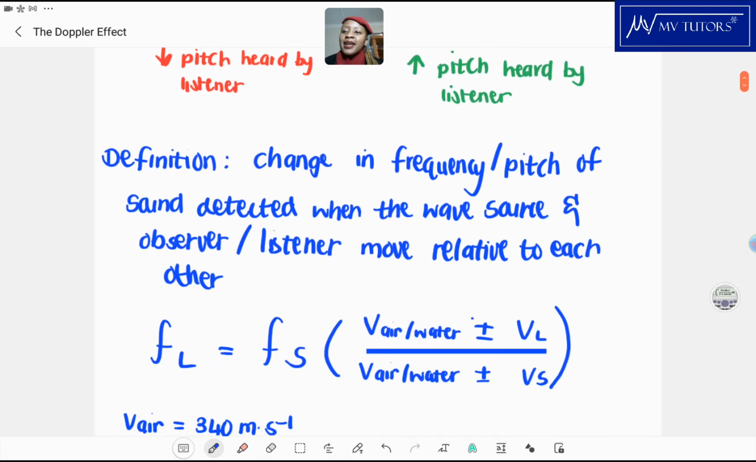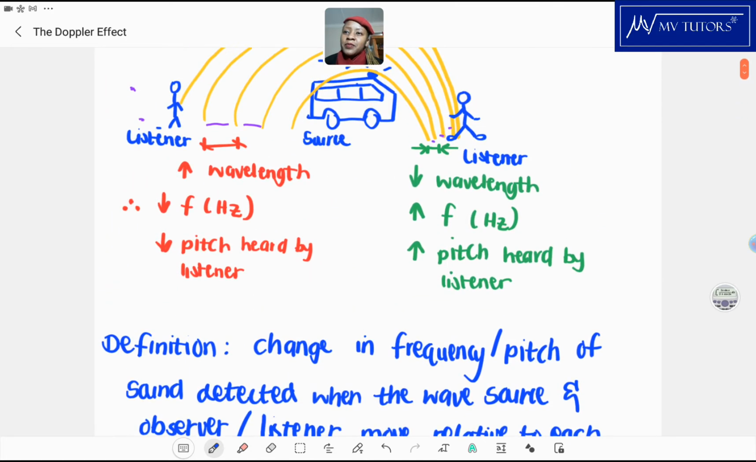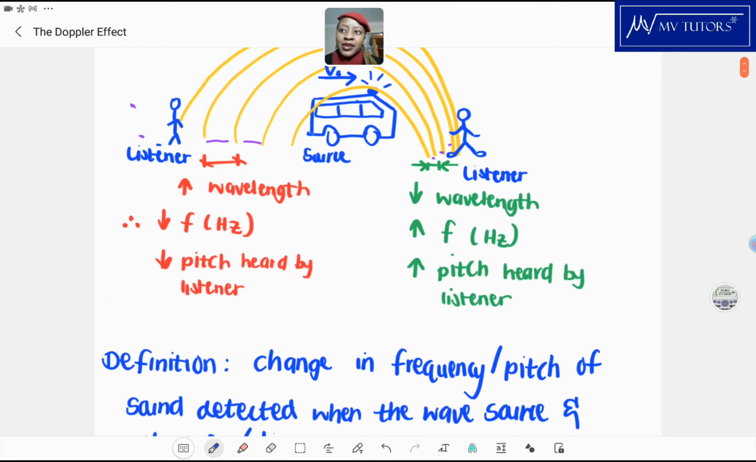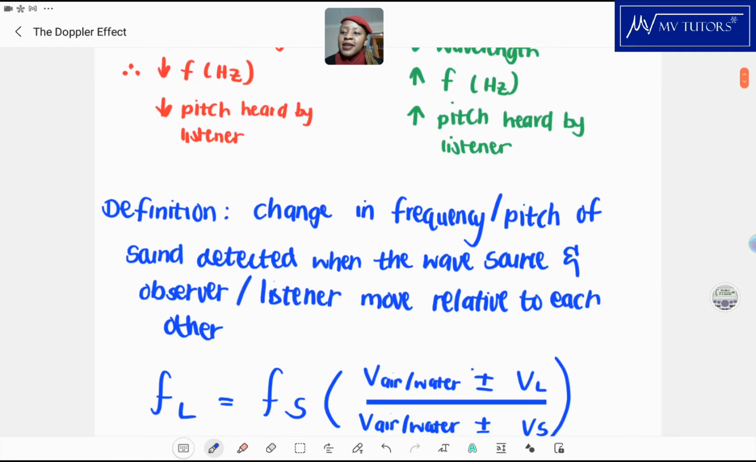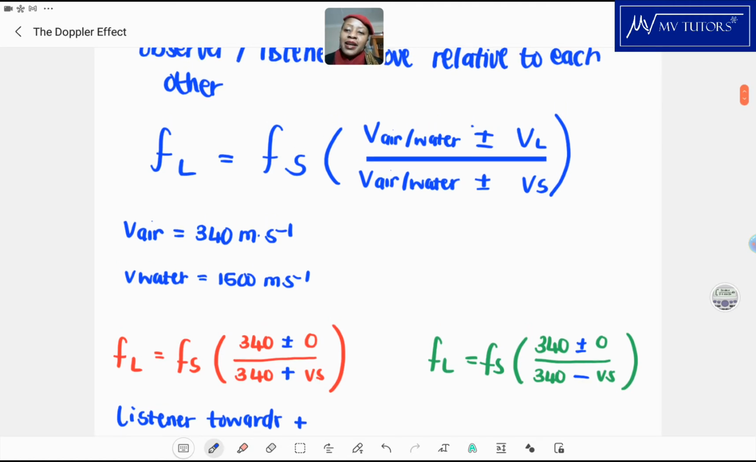So in that case, according to that equation, the velocity of the listener will be 0, because they are stationary. And then the velocity of the source, the source of where the sound is coming from, is moving away from the listener in this case, so you will have a plus when it's moving away. On the other side, where the source is moving towards the listener, you put a negative there. And the speed of the listener was 0 because they're stationary.